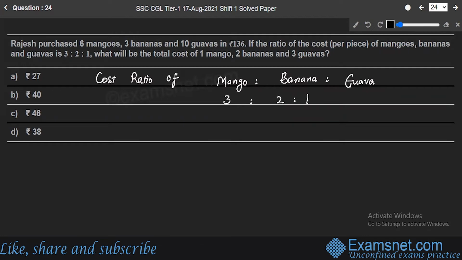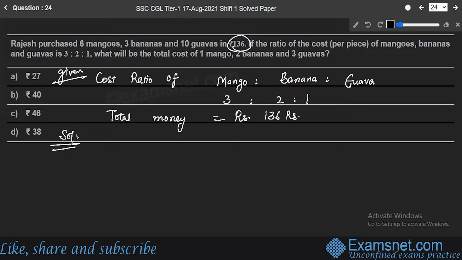What is the total money? This is given to you, right? You are given another thing, the total money. It is 136 rupees. This is given that the total money is 136 rupees. And you have to find the cost of 1 mango, 2 bananas, and 3 guavas. Let's go with the solution now.